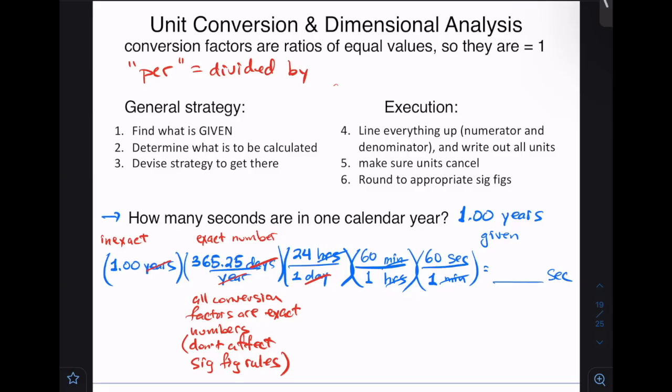All right, so when I plugged this into my calculator back in my office, my calculator told me it was 3.1557600 times 10 to the 7th seconds. And that's a pretty big number, but you'd expect it to be a big number.